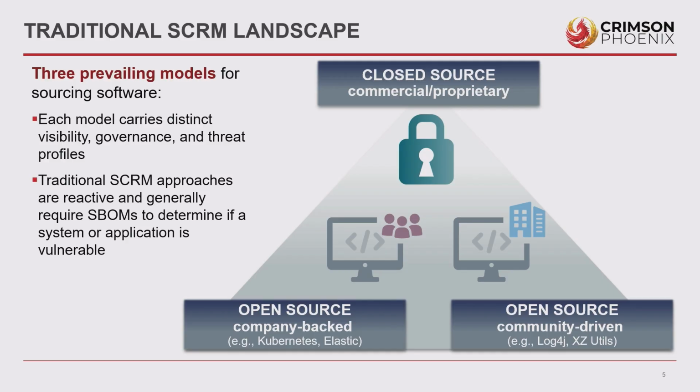And then a little bit more on the bottom is what we're going to talk about: open source, company-backed. If you're familiar with Elasticsearch, at least you can view the source code, you can see it, and then you can go to the company and get support, updates, things like that. And then finally, community-driven open source: Log4j, XZ Utils. It's distributed. There's no company backing it.